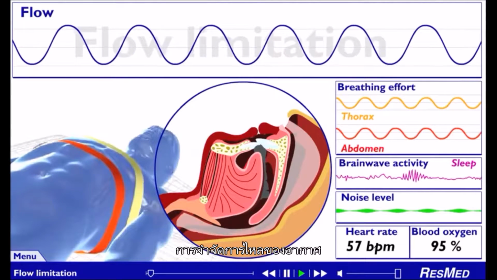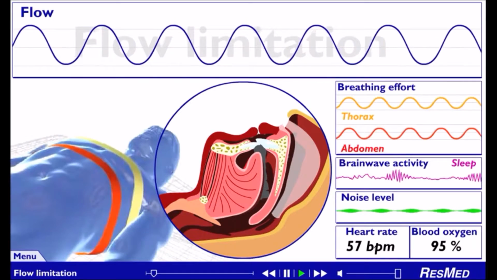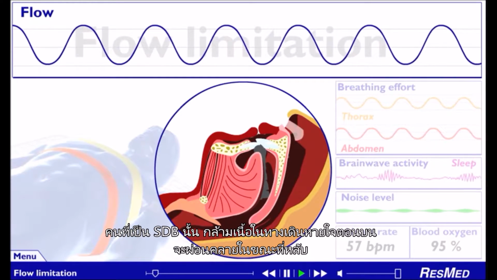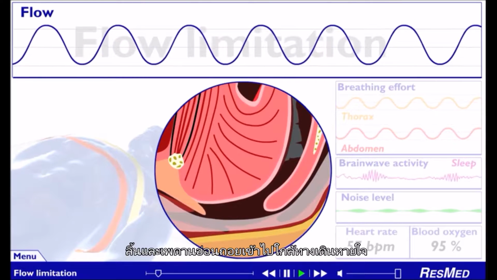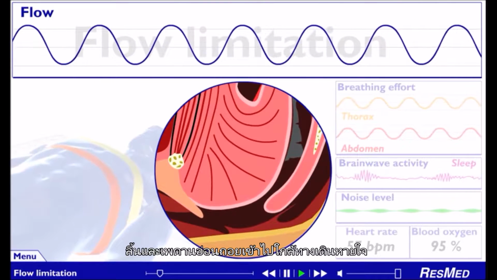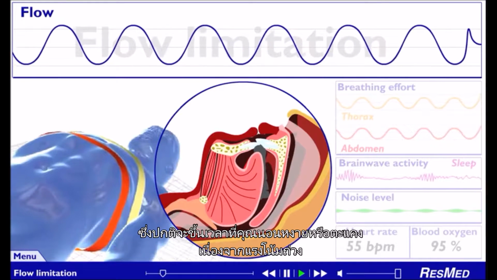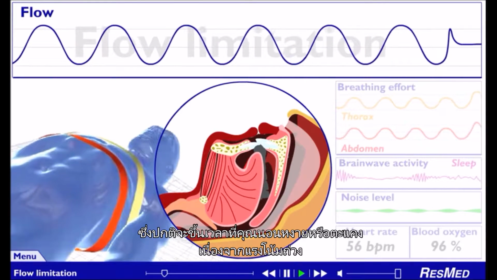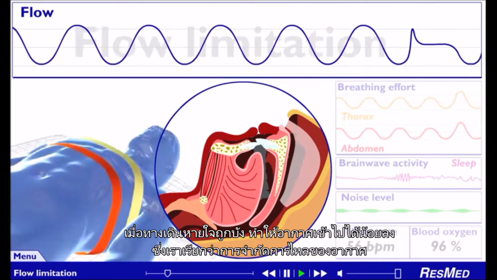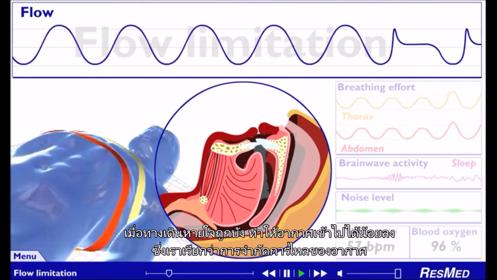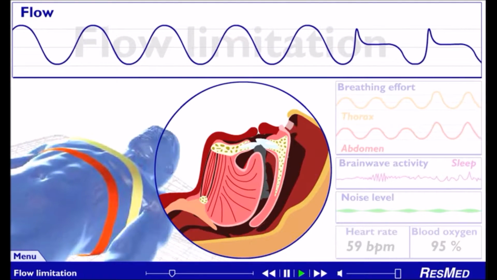Flow limitation. What is really happening? For those who have SDB, the muscles in the upper airway begin to relax during sleep, and the tongue and soft palate move closer to the back of the airway. This usually occurs if you are lying on your back or side due to the force of gravity. As the airway gradually narrows, it limits the rate at which air can pass through. We call this flow limitation.